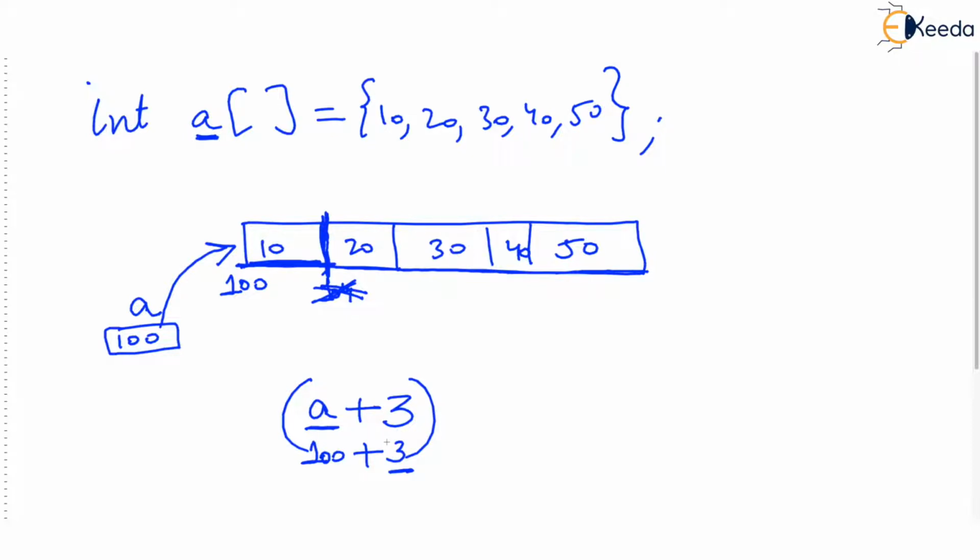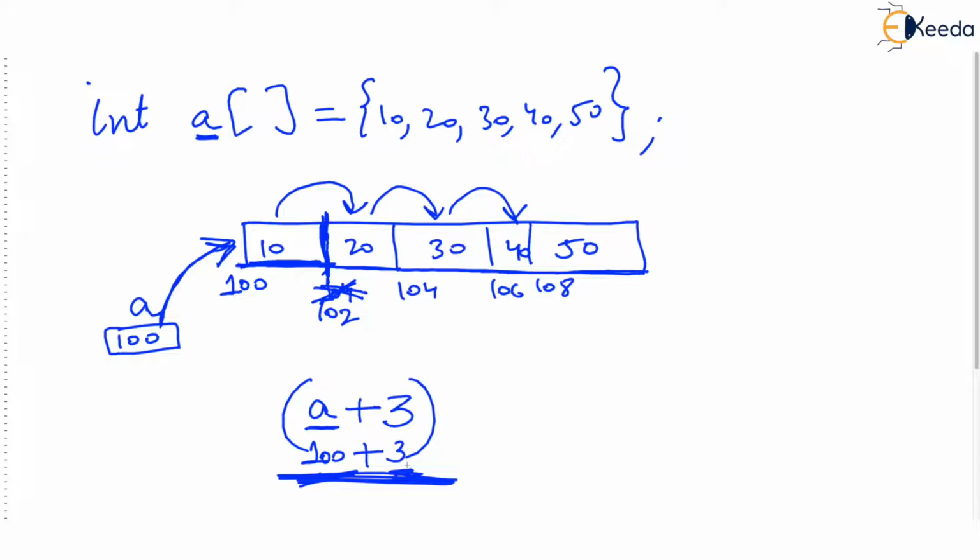My point is, who cares how many bytes an integer consumes? Isn't it enough to know that A is always pointing to the begin address? You are adding 3 to it. That means by adding 3, you are jumping by one integer, then second integer, then third integer. That's what the meaning of this is. So now assume that every integer consumes 2 bytes. Then this address is 102, this is 104, this is 106, and this is 108. And indeed 100 plus 3 means 100 plus 6, which is 106.